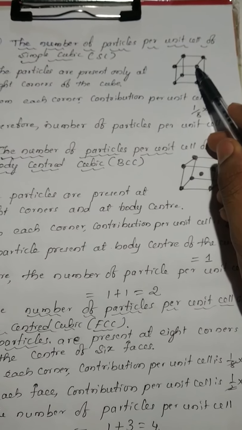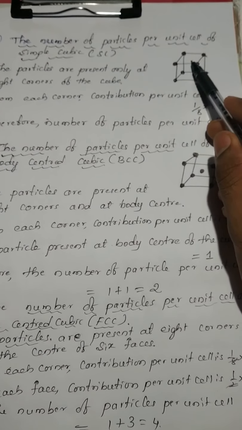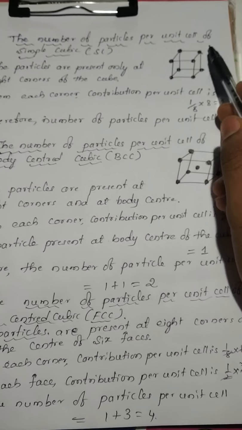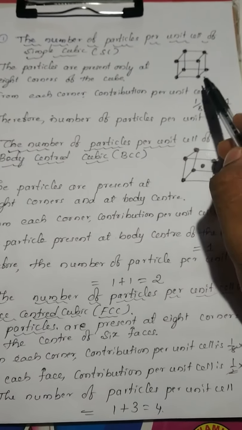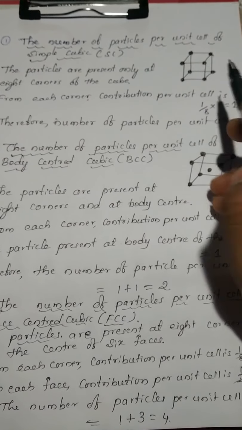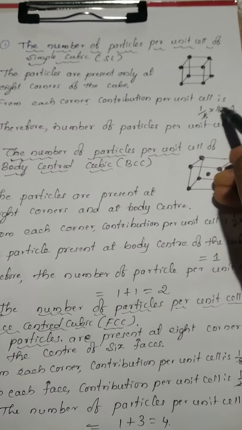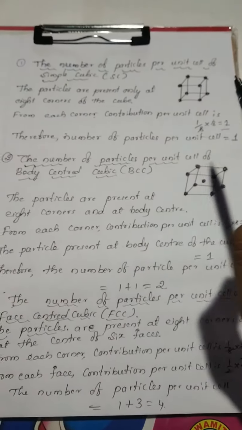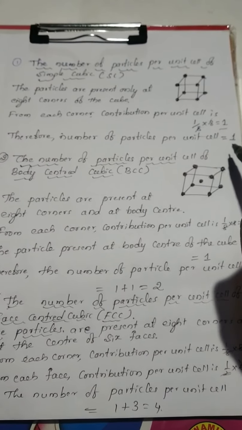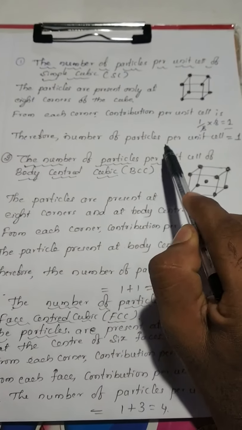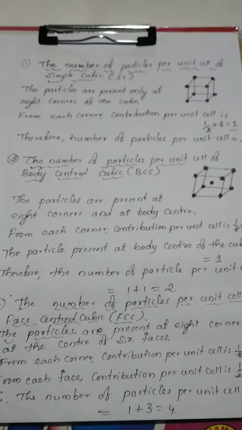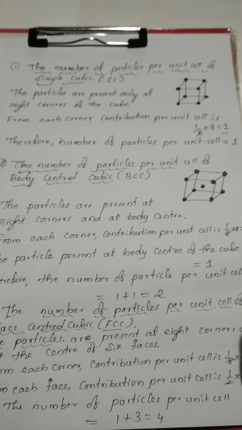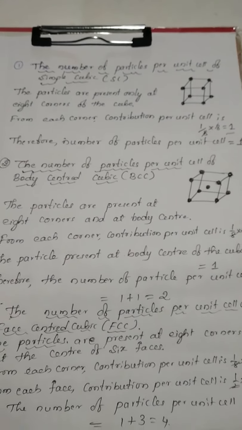So from this 1 by 8 portion, from this 1 by 8 portion, from this 1 by 8 portion, from this 1 by 8 portion, so total 8 corner atoms are there, hence 1 by 8 into 8. So the 8s cancel each other, you will get 1. So the number of particles present in the simple cubic unit cell is 1. Therefore the number of particles present per unit cell is 1. I think you understood this.